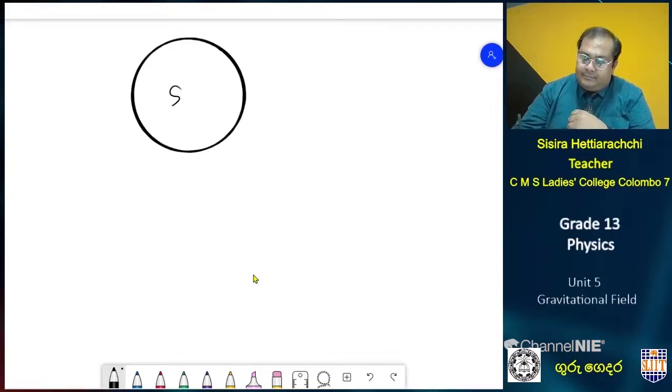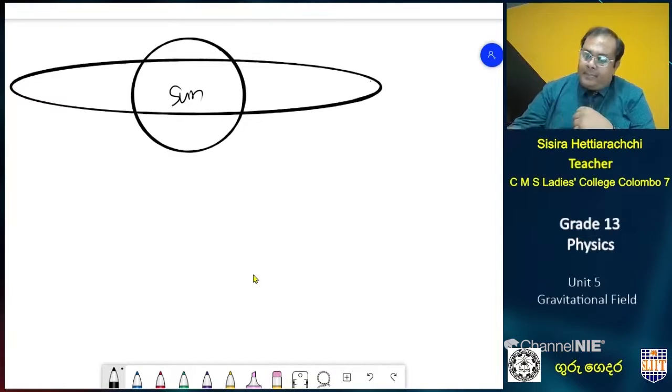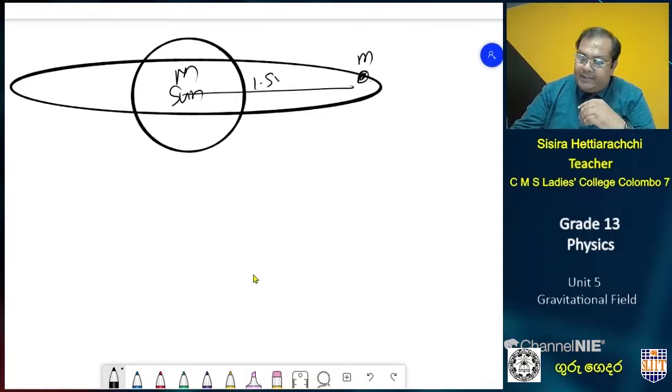Sun is here. Earth is rotating around this. Mass of the Earth is small m, mass of the Sun is capital M. I told you the distance between them is 1.5 × 10^11. We need only this and the gravitational constant, then you can find the mass of the Sun.